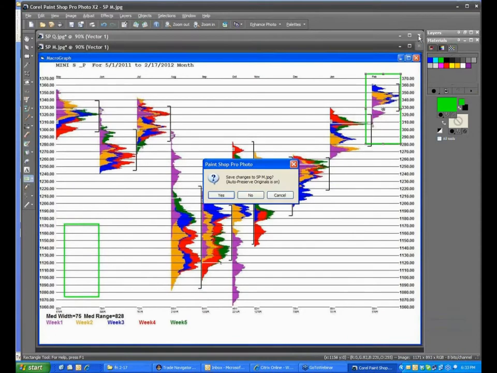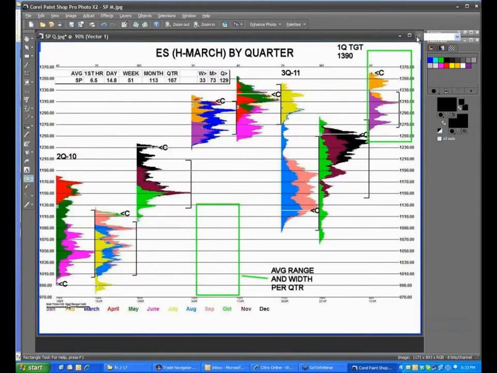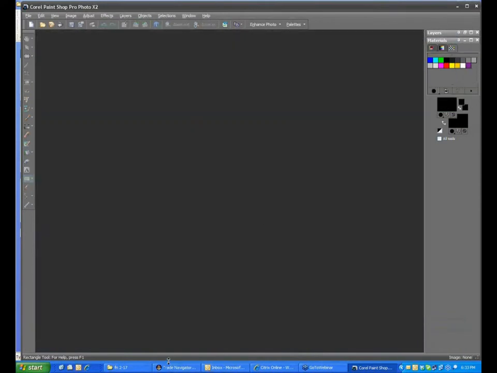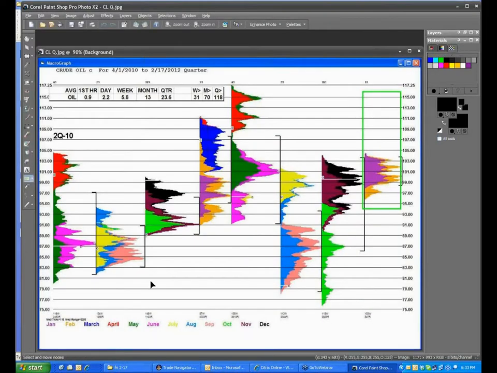Let's go over crude oil real quick. All right, I'm looking at crude here. We're talking about a market that actually is wound up. I mean, this thing has moved somewhere around 22 bucks. I'm looking for a $23 move per quarter.